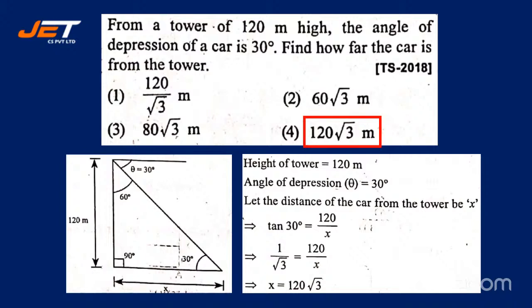So with this, let the distance of the car from the tower be x. You're assuming your adjacent side to be x. So what is opposite side by adjacent side? 120 by x is tan theta. Isn't it? So tan of what? Tan 30. So tan 30 is 120 by x. What is tan 30? 1 by √3. 1 by √3 is 120 by x, whereby your x is 120 into √3.